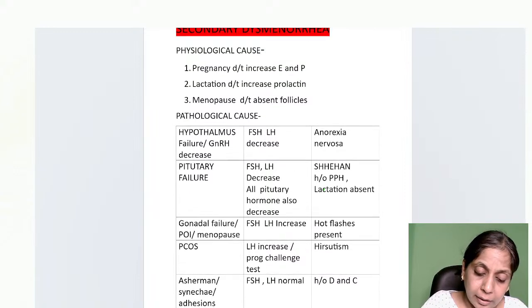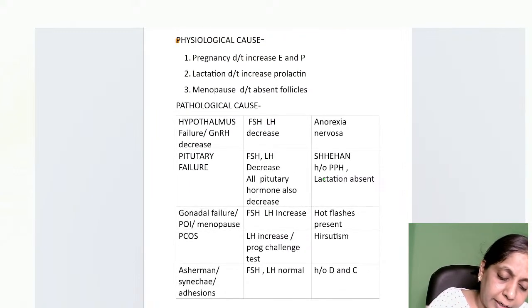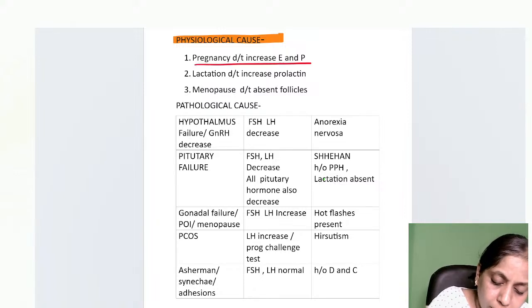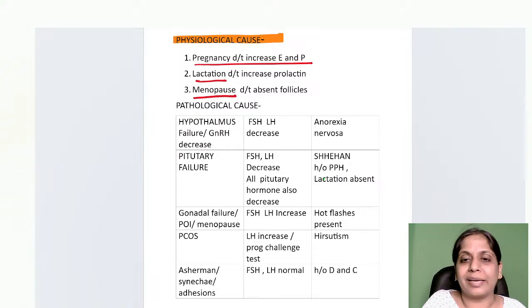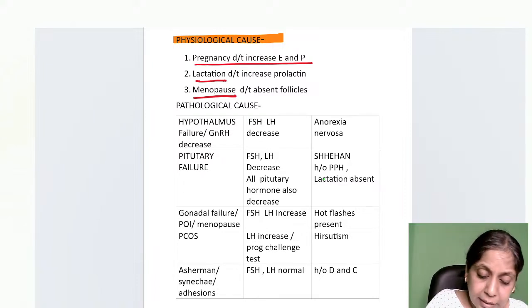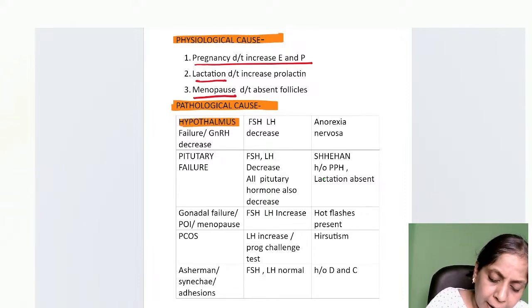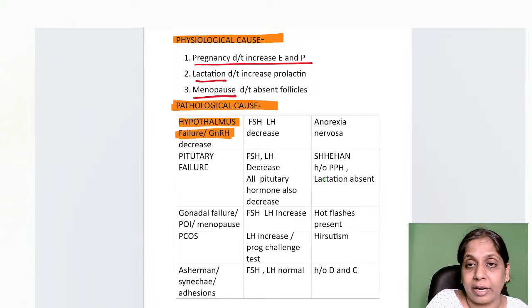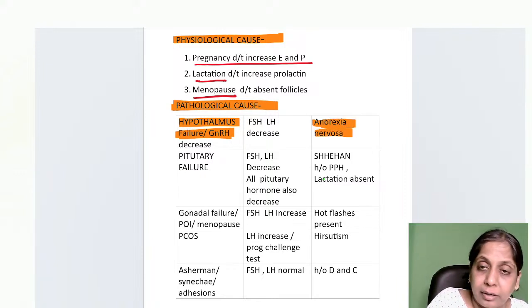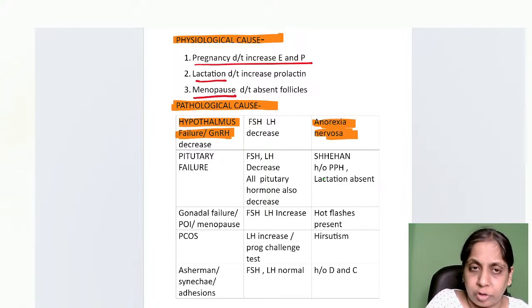The physiological causes of secondary dysmenorrhea are pregnancy, which is the most common cause, and the other causes are lactation and menopause. The pathological causes of secondary dysmenorrhea: if the hypothalamus stops releasing GnRH, which is seen in anorexia nervosa, there is no release of GnRH.